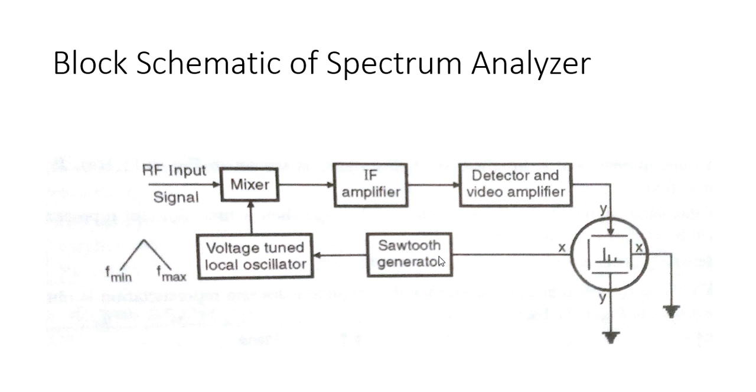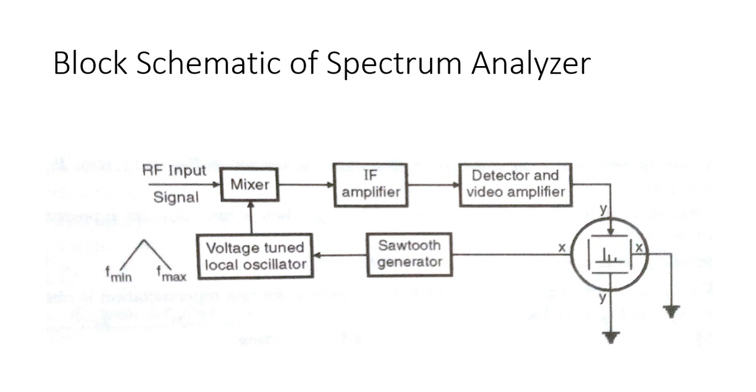If you see here, there is one sawtooth generator. This generates the sawtooth wave. I think this part is covered in CRO and you are aware of this sawtooth wave. This sawtooth waveform is applied to the horizontal plates of a CRO, so here they are applied to the horizontal plates.